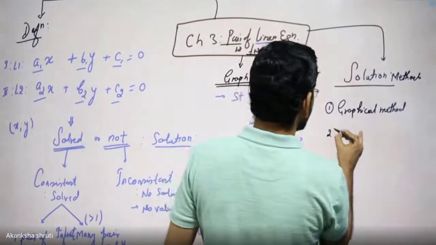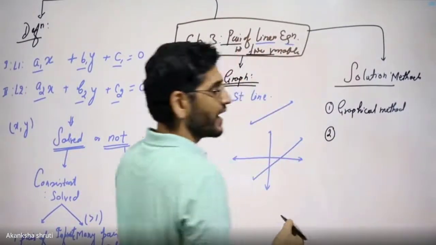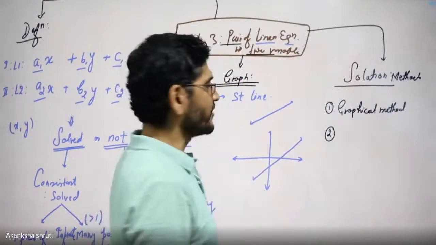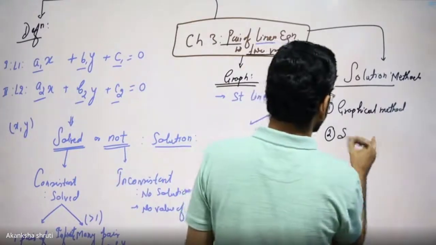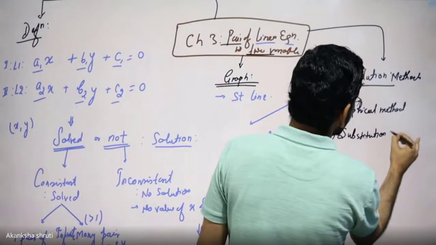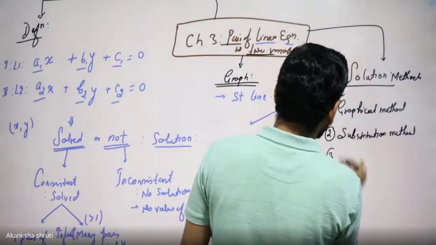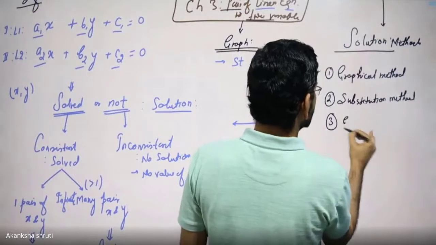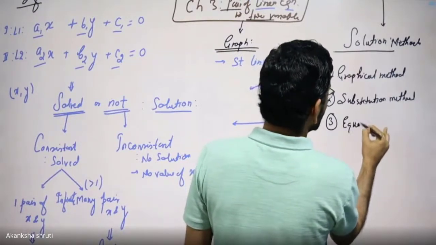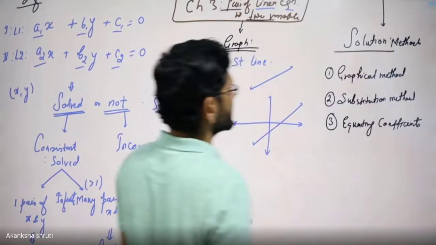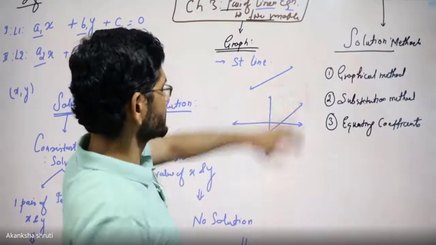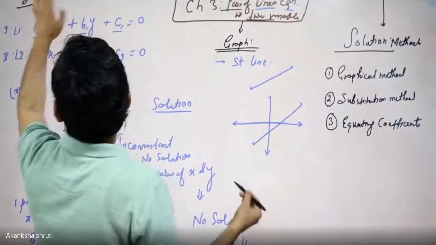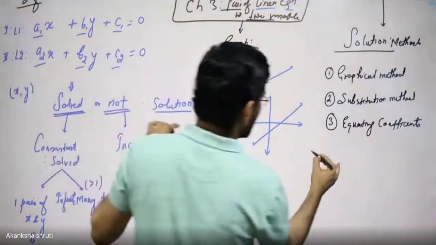The second method is called substitution. Take one and substitute in the other. Substitution method. The third one is called equating coefficients. So, equating coefficients. It is this. Students, let us just quickly see this with one example, then we will stop the class.